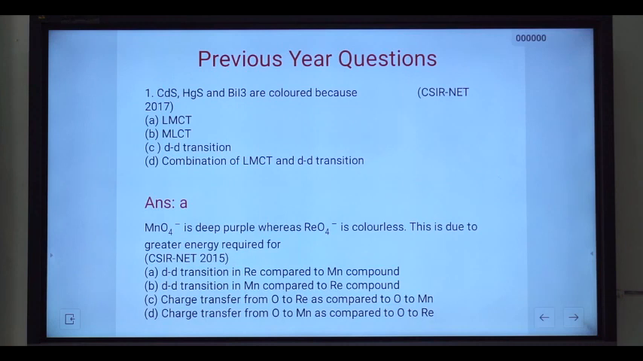So this is the video on charge transfer transitions, and it mainly emphasizes the CSIR NET examination as well as all the entrance examinations, that is DRDO, TIFR, GATE, and all the university entrance exams as well as the IIT JAM exam. So this information is very important for all of you.